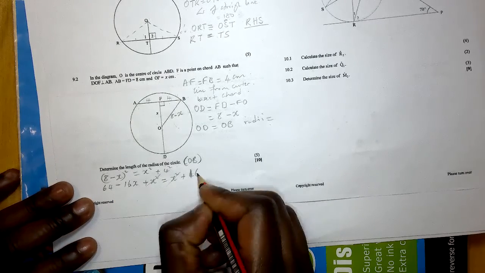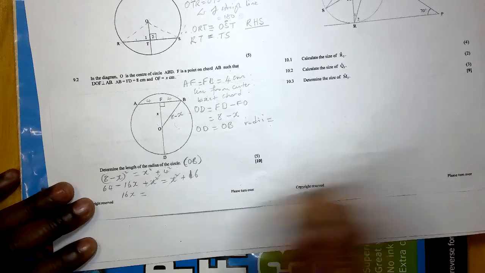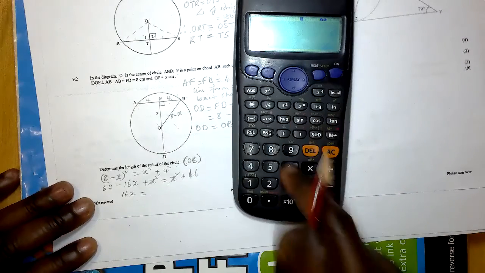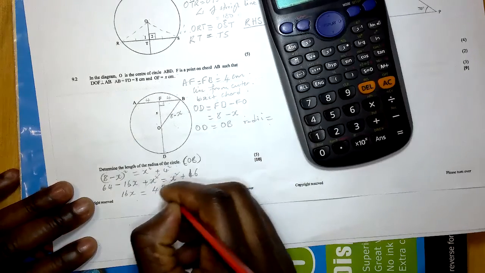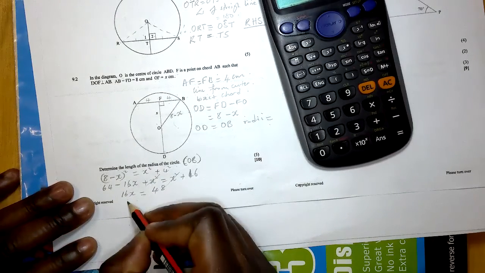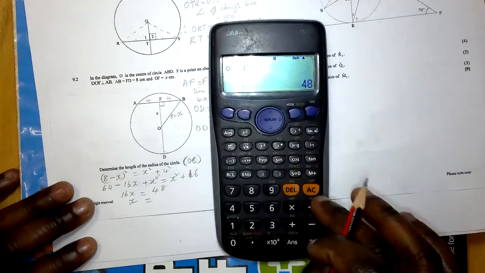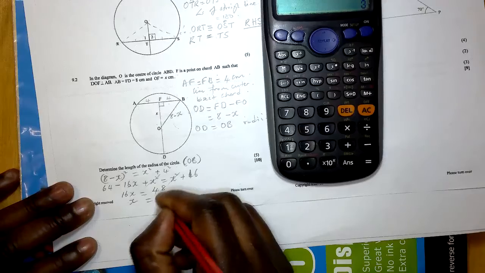We'll take the negative 16 there. 16x is going to be equal to 64 minus 16, we get 48. Then x is going to be equal to 48 divided by 16, we get 3. So x is equal to 3.